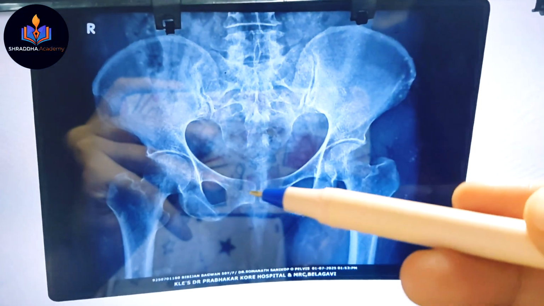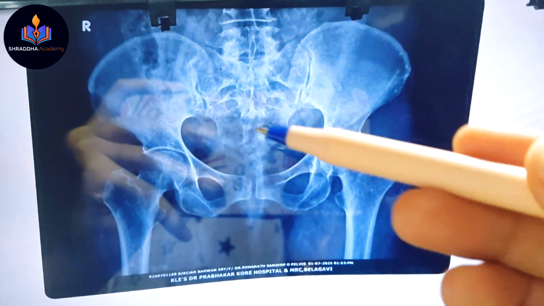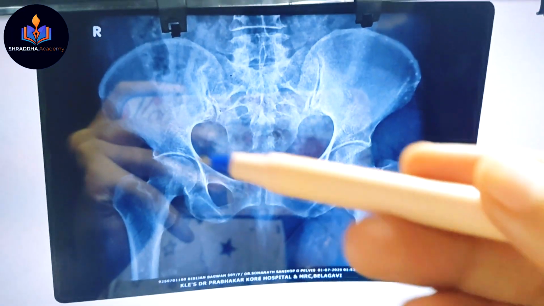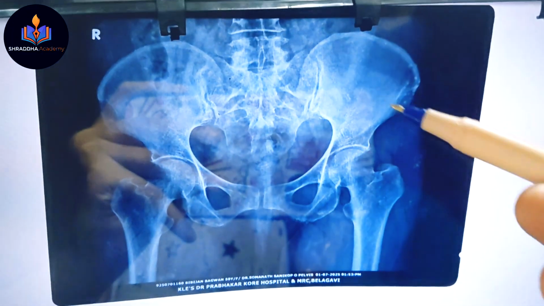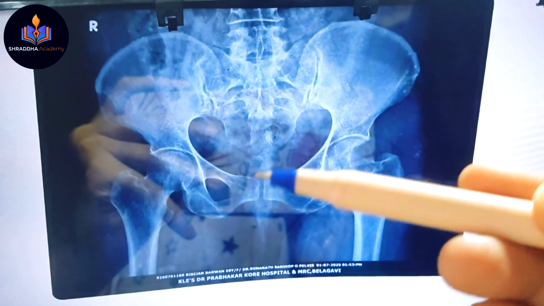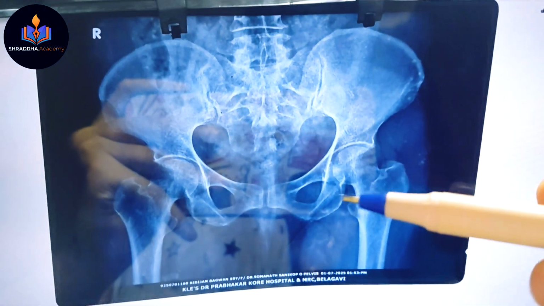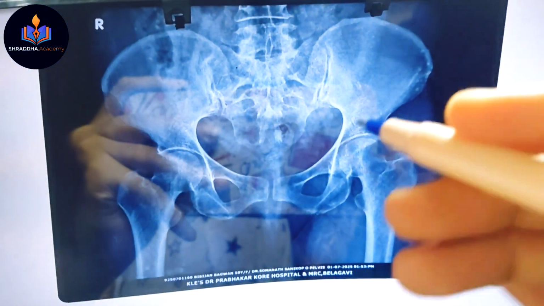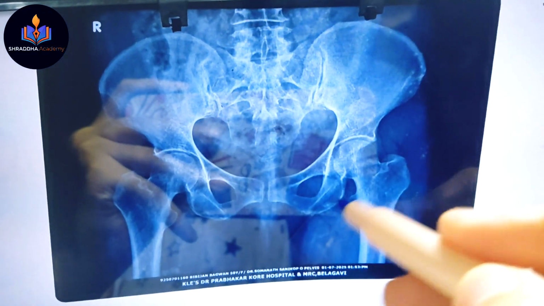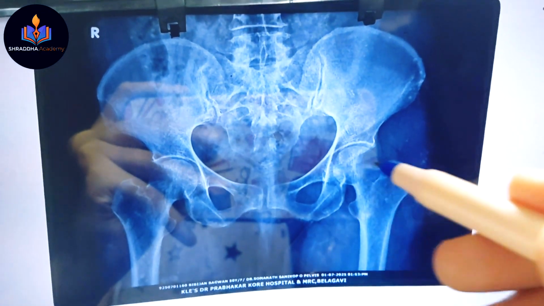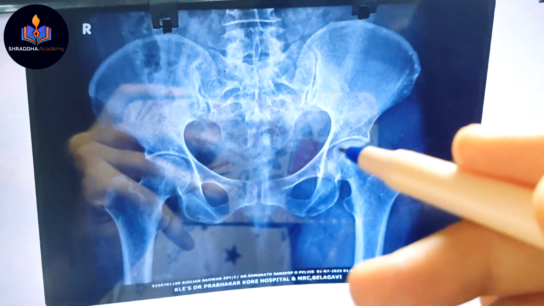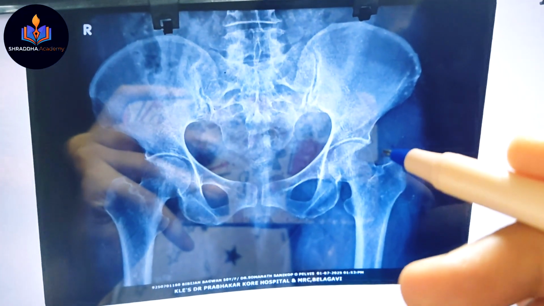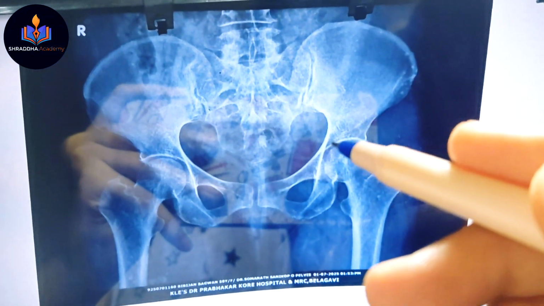Here you can see the pubic symphysis, this is the sacrum bone, this is the coccyx, this is the ischium on both sides, and this is the ilium on both sides. The round structures you can see here are the obturator foramen. This is the femur bone which is attached to the pelvic bone. This is known as the hip joint, where it is attached to the acetabulum.